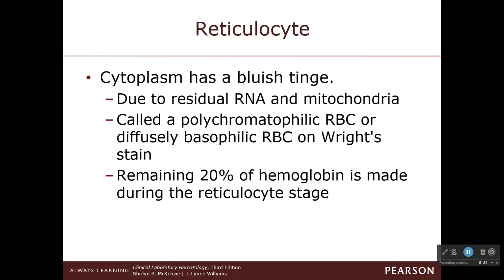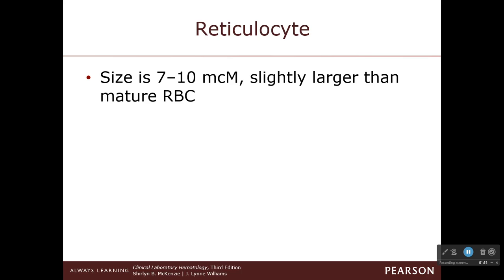or polychromatophilic RBCs. There is a little bit of DNA left. Like we were talking about earlier, the remaining 20% of the hemoglobin is made during the reticulocyte stage, so that's important to know. Size 7 to 10 micrometers, so slightly larger, so they would be considered macrocytes. If you're doing a morphology and you have lots of polychromasia, you say, I've got 2+ polychromasia, you should also say you have 2+ macrocytes, because if you've got the polychromasia, you've got macrocytes. They go hand in hand with each other.